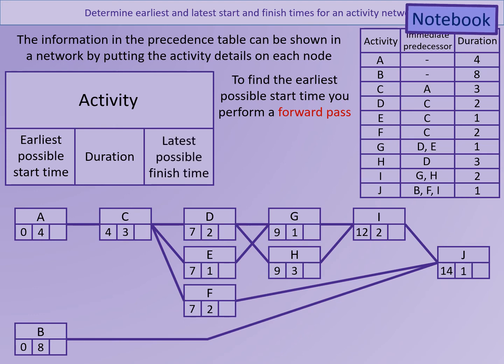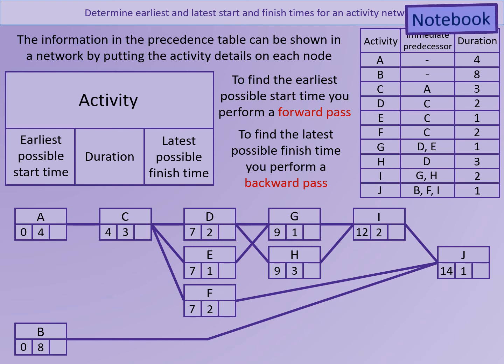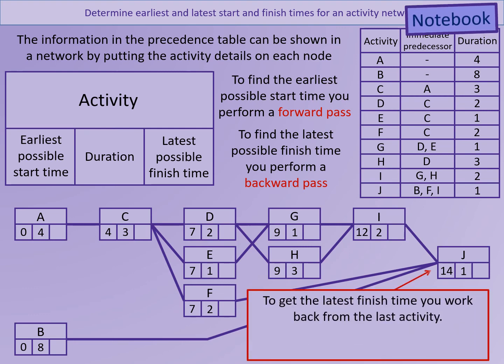We're now going to perform a reverse pass to find the latest possible finish time. Sometimes this is known as a backwards pass. So if we look at J, we can see activity J starts, the earliest possible start time is 14, its duration is 1, which means that potentially J could have finished by 15.